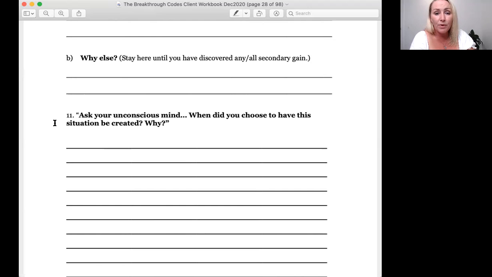Get into deeper rapport with them. Again, reframe if you need to. When did you choose to have this situation be created? They might say, I chose it when I was in the womb, or I chose it here, or I chose it there, I chose it then.